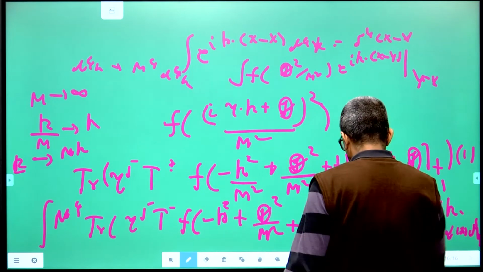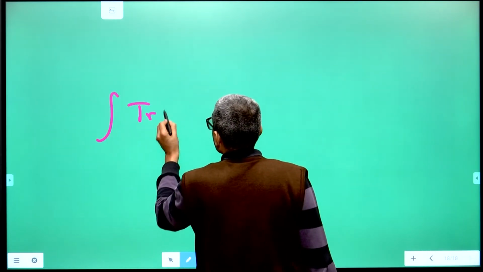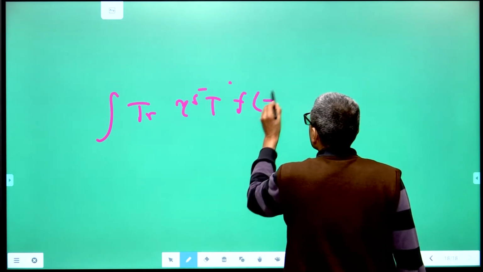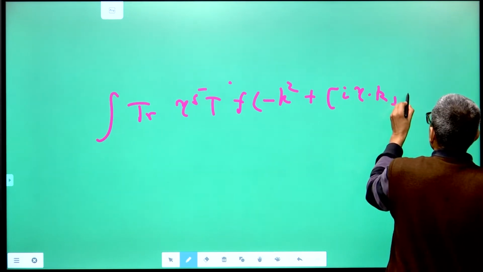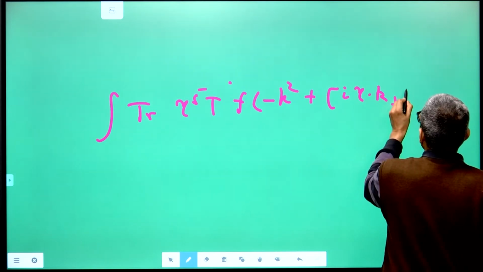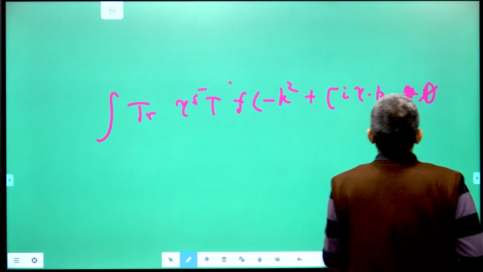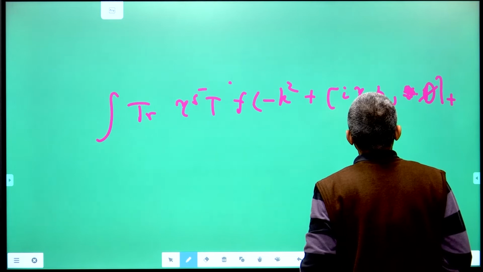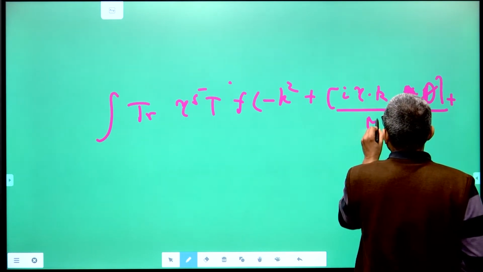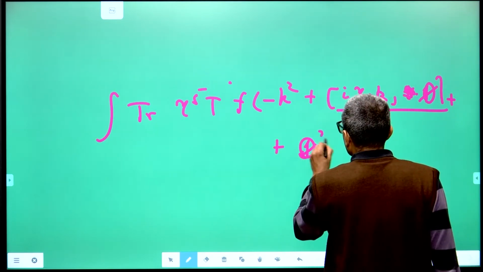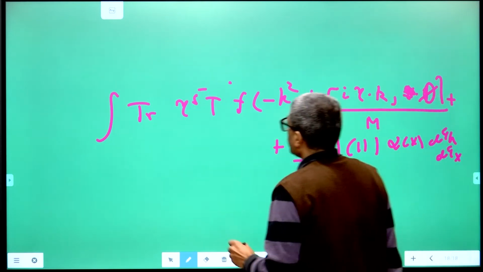Now make a Taylor expansion of all this around the point minus k square. So this will become integral trace of gamma 5 t f of minus k square plus I gamma dot k comma gamma dot d, or d gamma dot k, plus d, plus the anti-commutator, and it is divided by m square, so I had put m there, so this will become this divided by m plus d square by m square acting on 1 into alpha x into d4k d4x. This is the gauge anomaly after multiplying it by a factor of I.